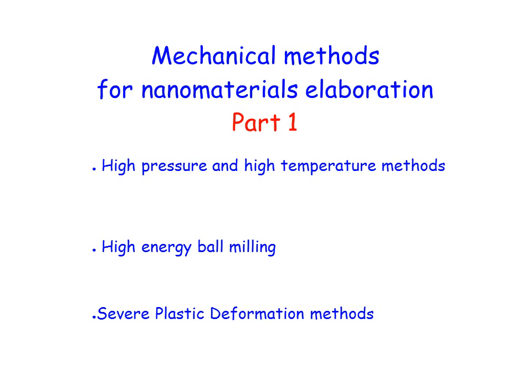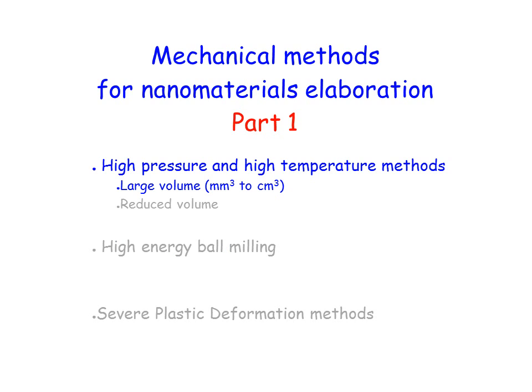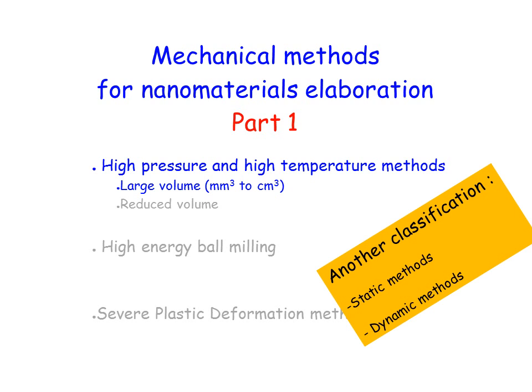We are going to present the different mechanical methods that can be used for the elaboration of nanomaterials. There are three main methods, and in this first video we are going to concentrate on high pressure and high temperature methods, which can be classified as large volume, from millimeter to cubic centimeters, or reduced volumes. We can also admit other classifications, like static methods or dynamic methods, that we will also briefly discuss.